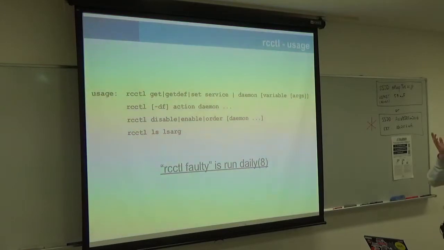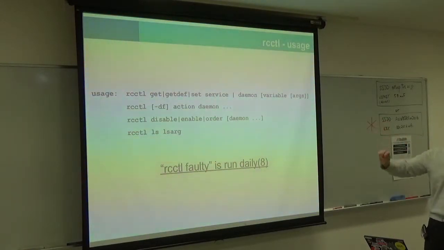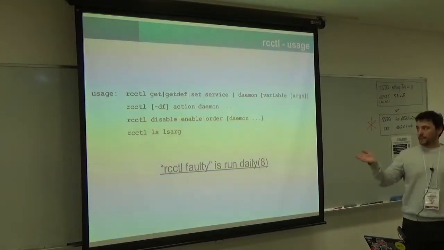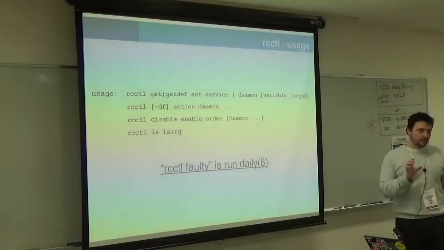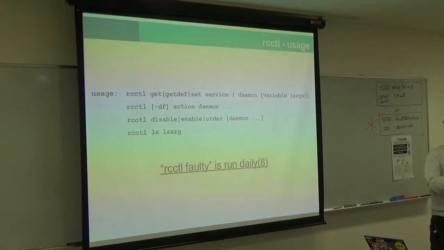So you can use rcctl start foobar and pass the debug and force modes as well. You can disable, enable, and order. Order is only used for package scripts. It will reorder the package script variable the way you want it, so you can order your service startup.